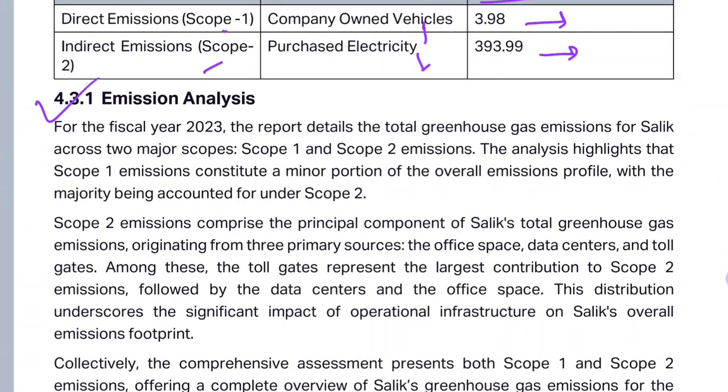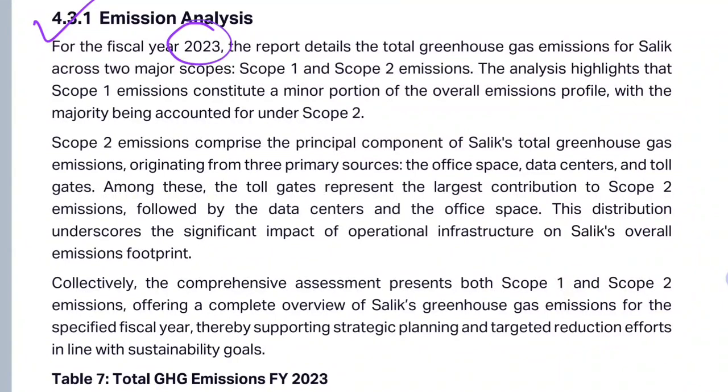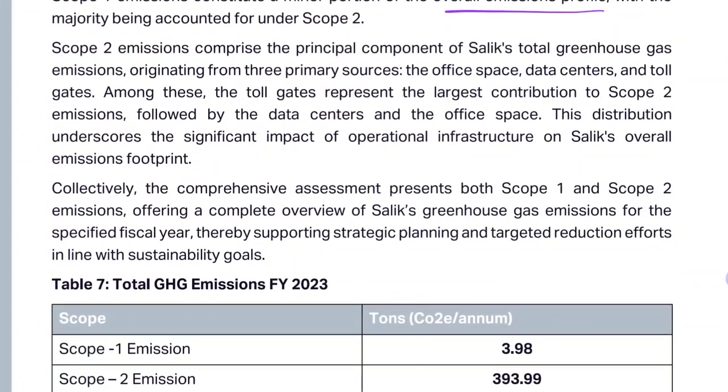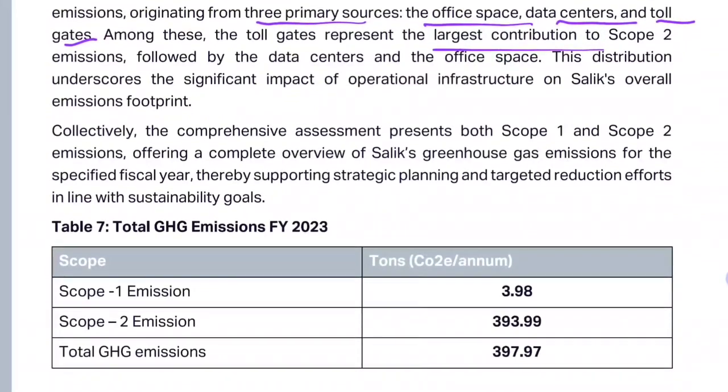table. It's emission analysis basically, as we know the reporting period is the 2023 financial year. The report details the total greenhouse gas emissions for the company, scope 1 and 2, also highlighting that scope 1 emission constitutes a minor portion of the overall emission profile actually. Scope 2 is the principal component of total greenhouse gas emissions, originating from three primary sources: office space, data centers, and toll gates, where toll gates represent the largest contribution to scope 2 emissions, followed by the data center and office space.